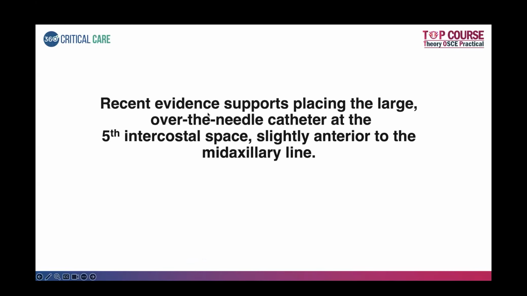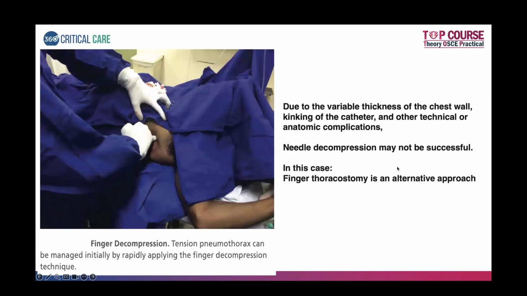So recent evidence supports placing the large over-the-needle catheter at the fifth intercostal space, slightly anterior to the mid-axillary line. That is where they now recommend doing the needle decompression. There may be certain scenarios, like in obese patients, due to the variable thickness of the chest wall, or kinking of the catheter and other technical or anatomical complications, where needle decompression may not be successful. In this case, finger thoracostomy is an alternative approach. So here you can see a tension pneumothorax can be managed initially by applying a finger decompression technique.